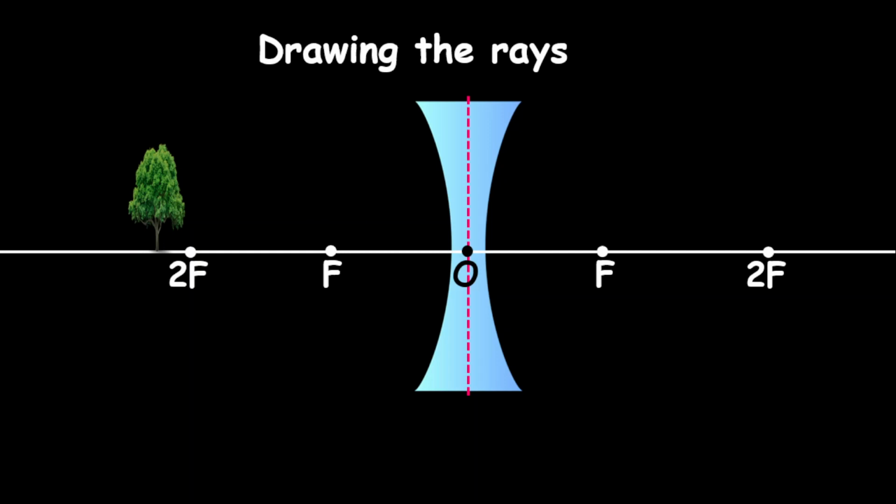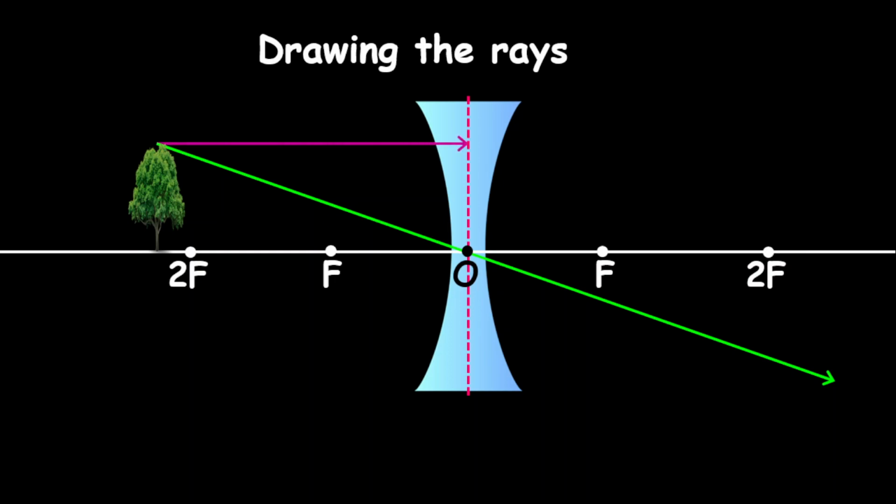Now, the first thing to do, though, is to draw a ray coming from the top of the object all the way through the optical center. This ray will not be refracted or deviated at all. So it will be a very straight line. The other ray will be our parallel incident ray.